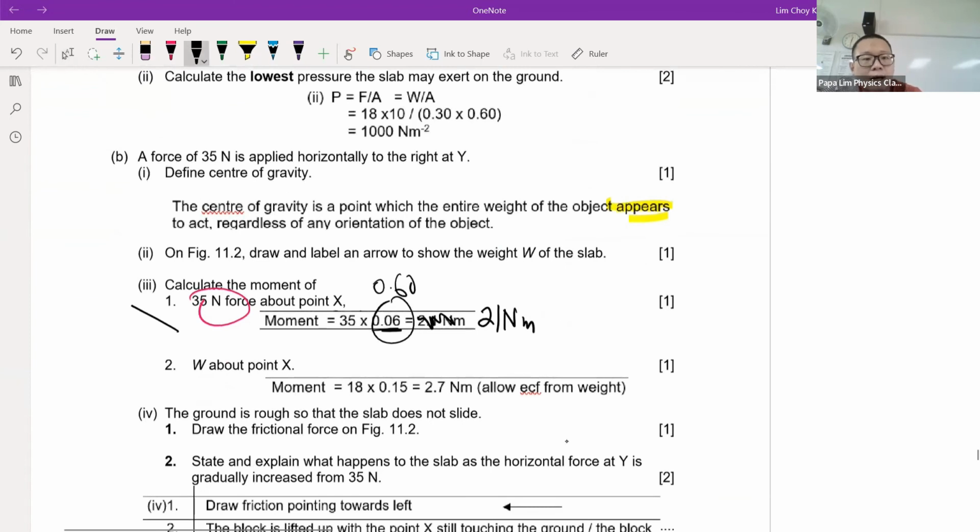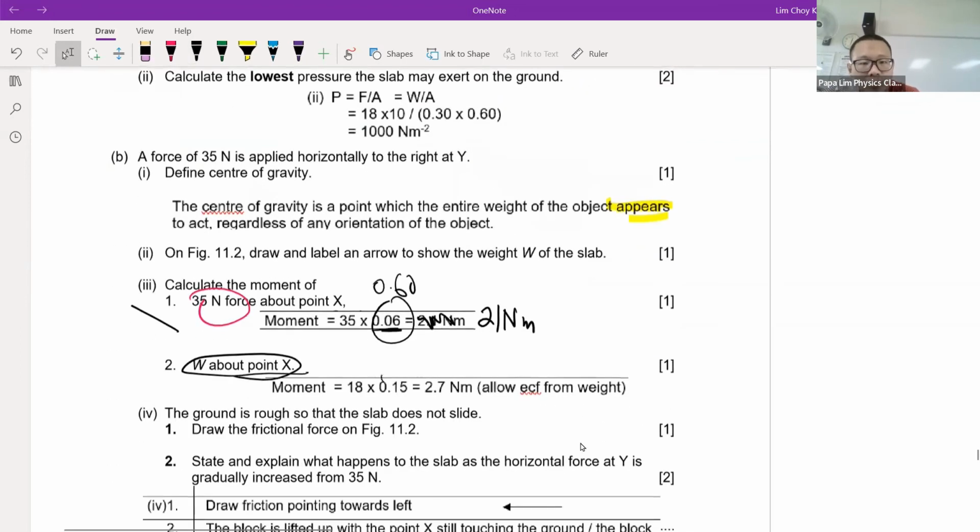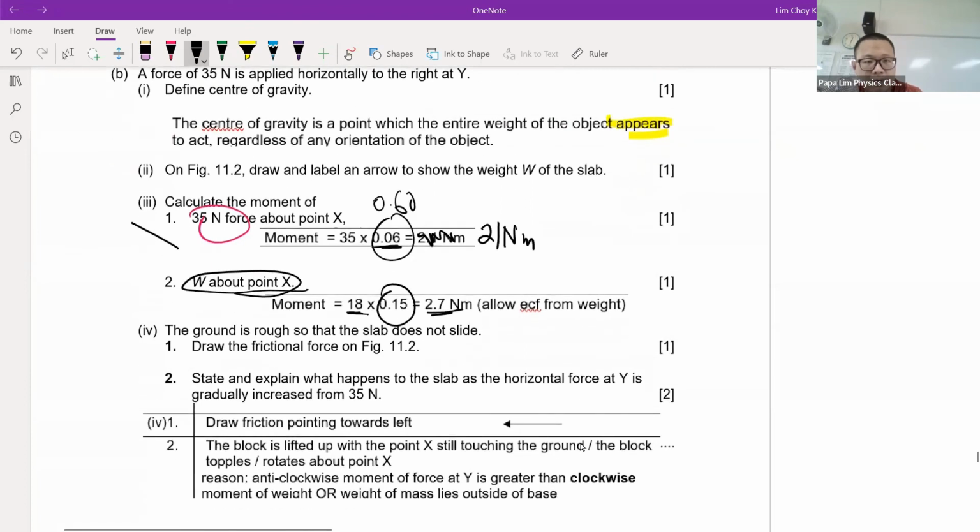After that, about X, the moment of the weight. The trick here is the moment by the weight. The weight is here, and the perpendicular distance between the force and the pivot is actually here only. This is the perpendicular distance, so it is 0.15 meter. So the moment by the force is 0.15 times 18, which will be 2.7. Then after that, you move on. The calculation, I would say, is quite straightforward. Plug the values in, it shouldn't be difficult.